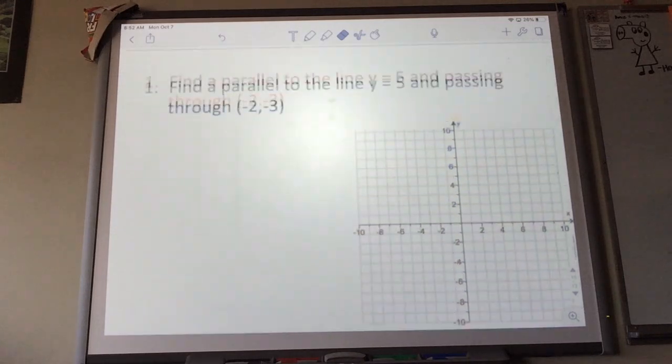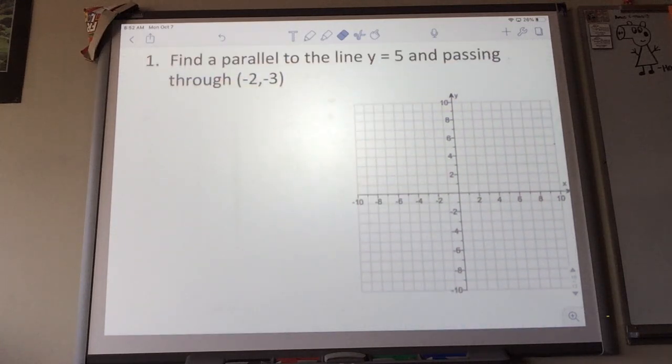Okay? So next one, it says find a parallel line to y equals 5. Okay, so we need to know a couple things on that. We need to know what the word parallel means. What does that mean? Same slope. Okay, so they slant the exact same. And then it says y equals 5. Is that a vertical line or a horizontal line?